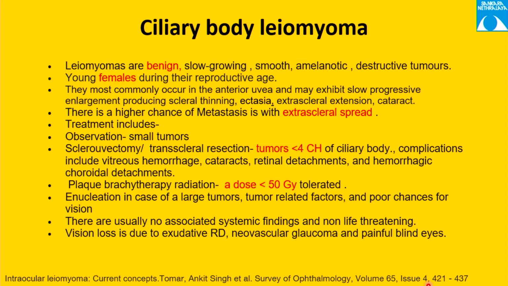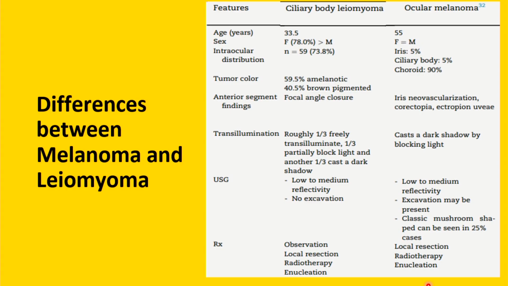Plaque brachytherapy, a dose of less than 50 gray units, is tolerated. Enucleation is done for large tumors. So this patient was enucleated because he had other factors like poor vision and long standing disease. Usually they are not associated with any systemic findings and they are non-life threatening. Vision loss is mostly due to RDs, neovascular glaucoma and painful blind eyes.